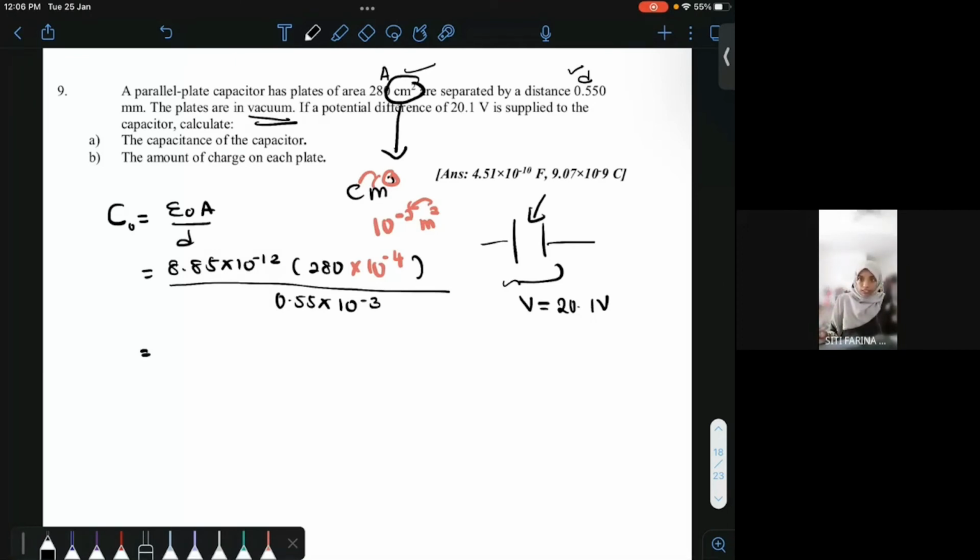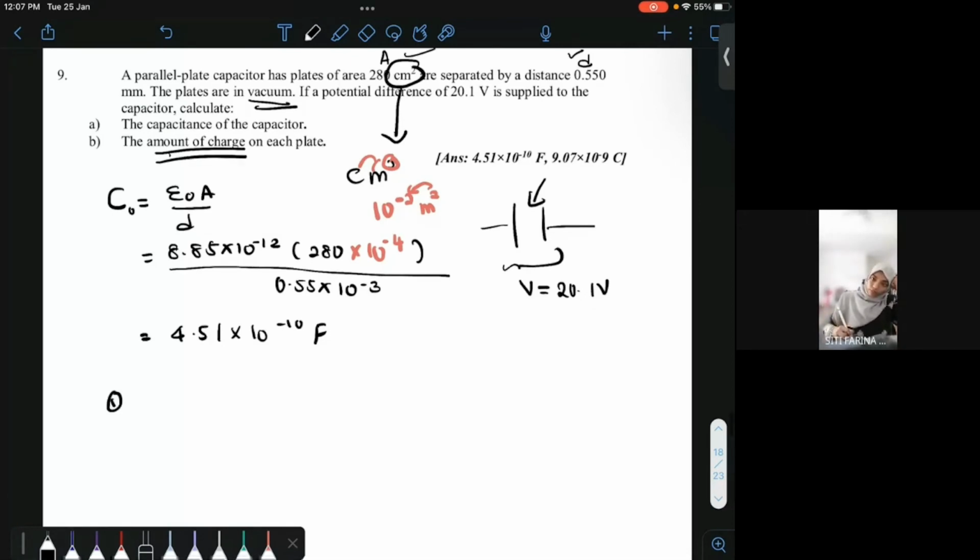Dan tekan calculator, 8.85 exponent negative 12, 280 exponent negative 4. You should get 4.5 times 10 to the power negative 10 farad. So dah dapat nilai capacitance. Next, diminta amount of charge. So kita nak tahu nilai Q berapa.